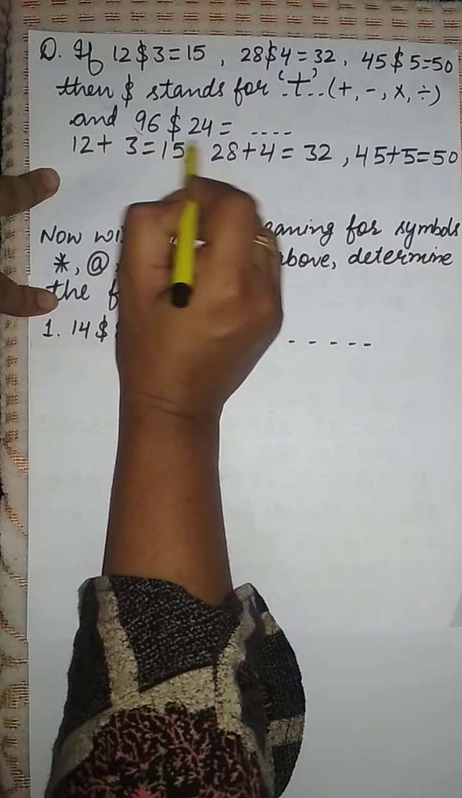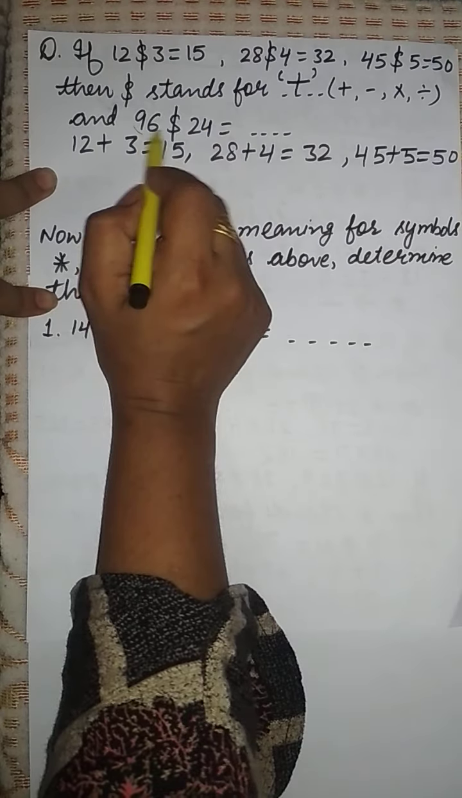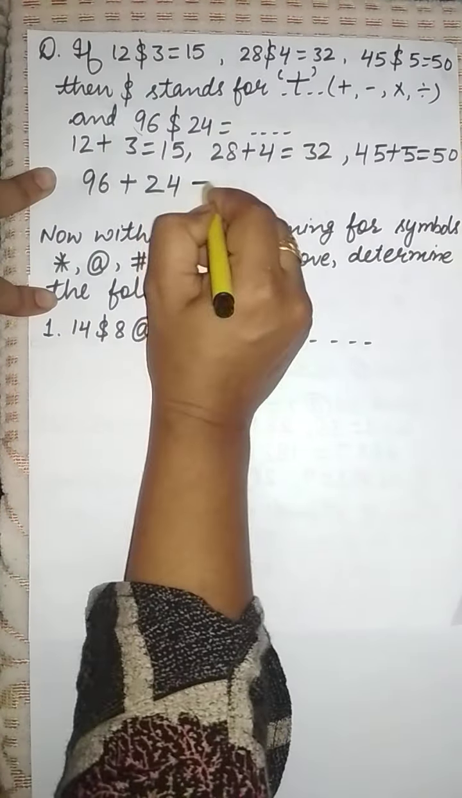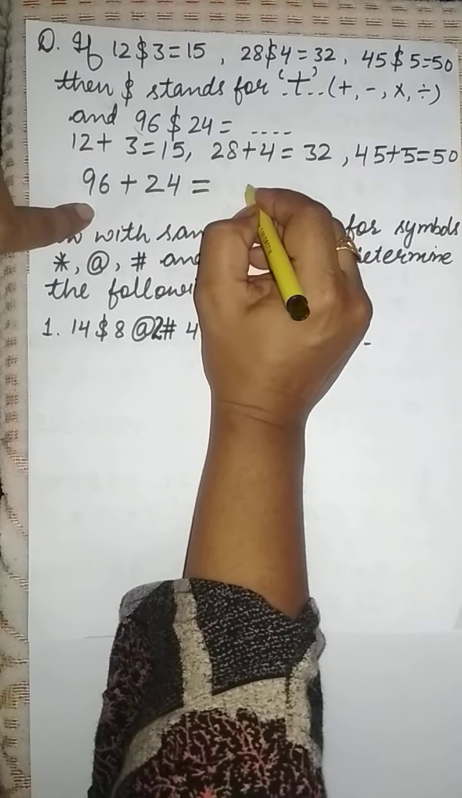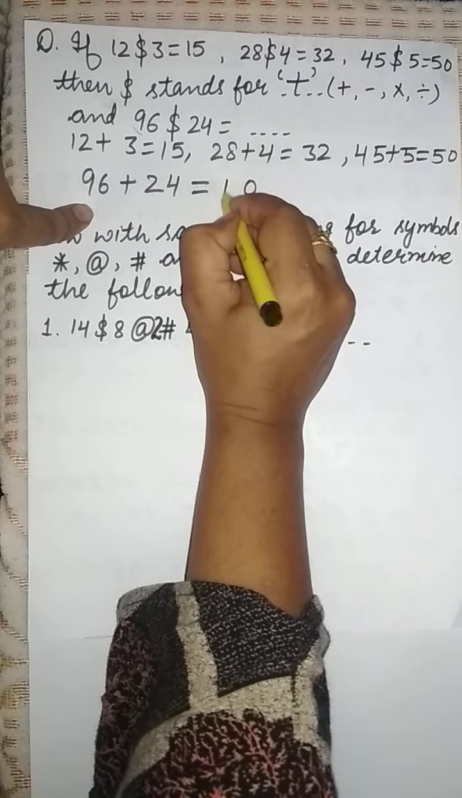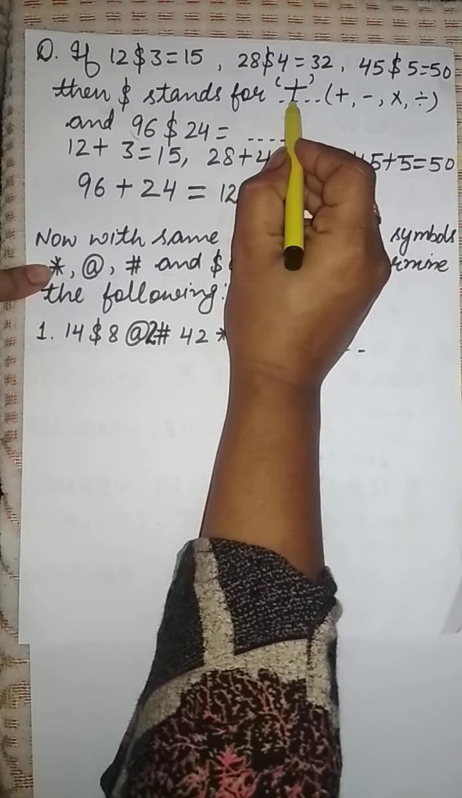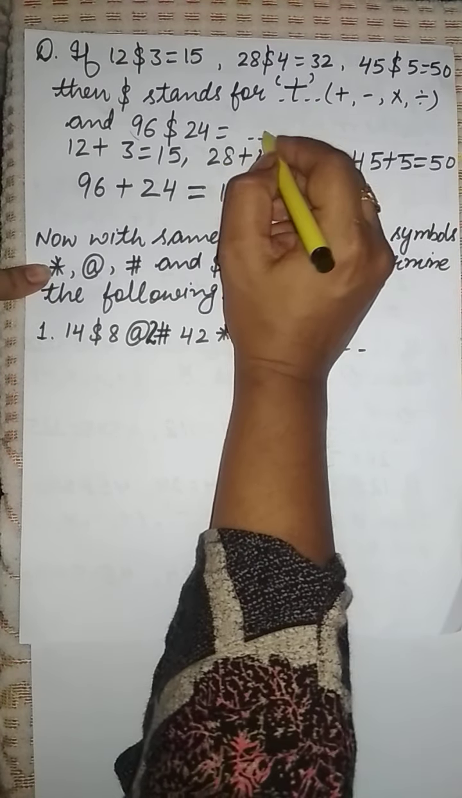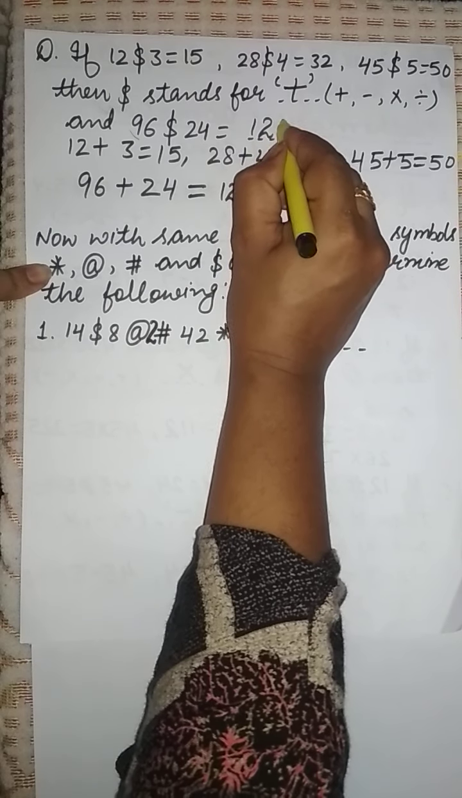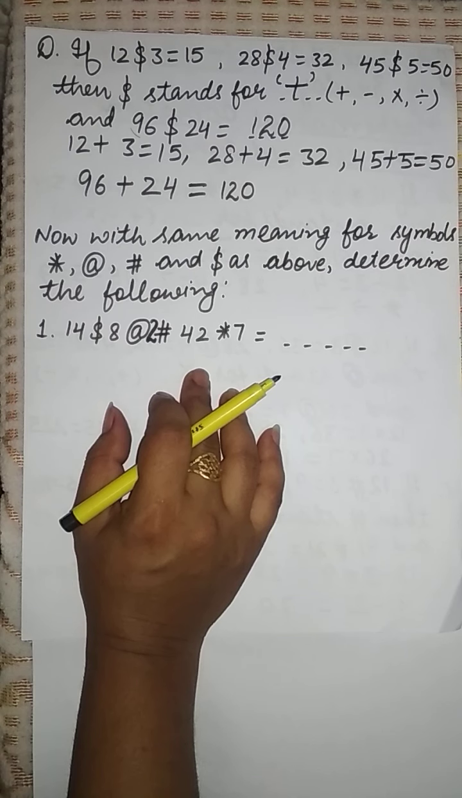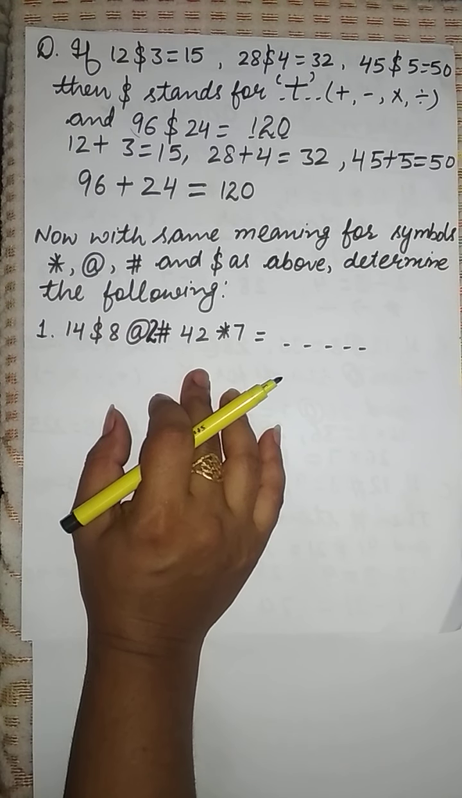And now we have to find out 96 dollar 24. So it will be 120. So the symbol representation is addition and the sum of these two numbers is 120. In this way we can find out the representations of given symbols, what kind of mathematical operation they are representing.